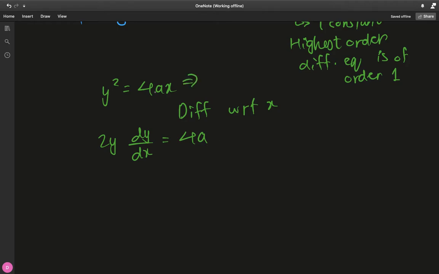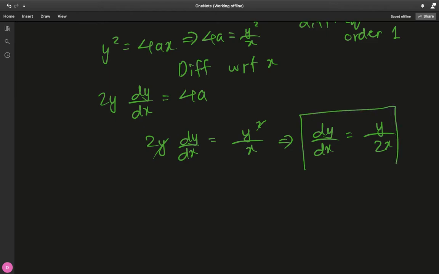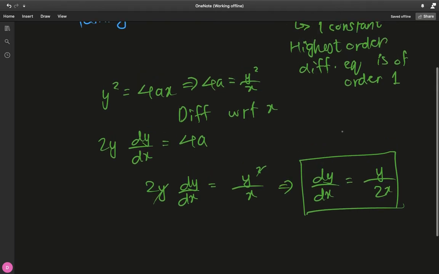So we can rearrange this equation. Take the x on that side: 4a is equal to y squared over x. So make that substitution over here. 2y times dy over dx is equal to y squared over x. And one of the y's cancels out. This means we have dy over dx, taking the 2 underneath, equal to y over 2x. That's our differential equation. Nice and simple, a separable differential equation. And if you don't believe me, you go ahead and solve this differential equation. You'll get the same answer.